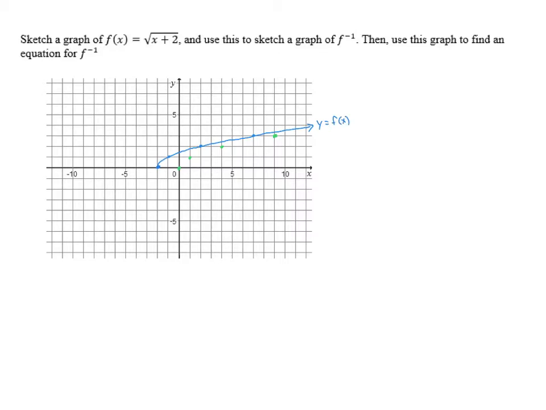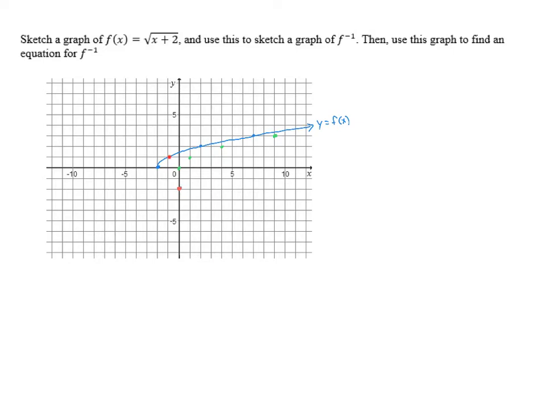Now, to find the graph of the inverse function, we have to reflect this across the line y equals x, which we can do either by drawing the line and trying to reflect it by sight, or we can take each of the points and swap the x and y coordinates. That's my preferred method. So instead of -2, 0, we'll look at 0, -2.